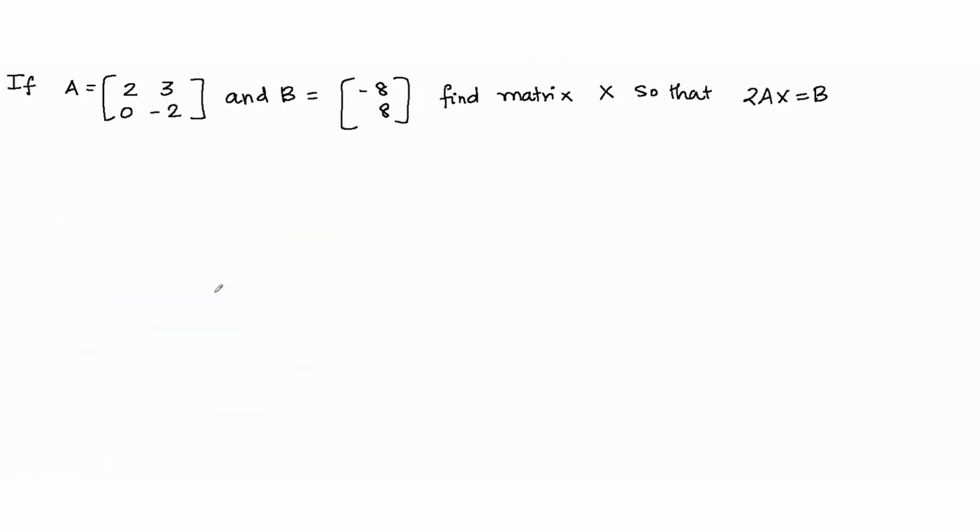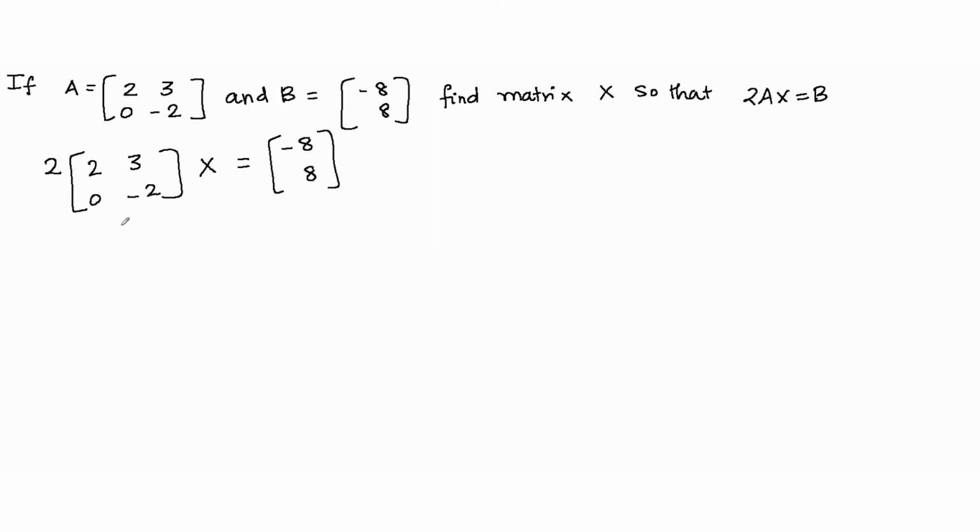Okay, consider this question now. Find the matrix X so that 2AX is equal to B, right? So let's understand how to go about this question. It's 2 times the matrix A, which is given. So A is [2, 3; 0, -2] times X is equal to B. B is [-8, 8], right?